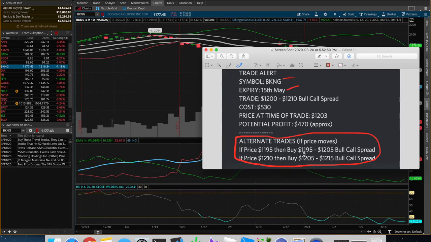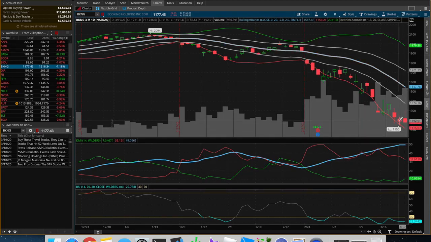If the equity's price is lower than what I alerted you, because I also mention here, if you notice, I always mention price at time of trade. So when I put on the trade, the equity's price was 1203. If it's lower than 1203, just buy the at the money call spread for whatever price the equity is at. So that takes care of that part. Because if it's below that, you are always getting a better fill than I am. So no brainer there.